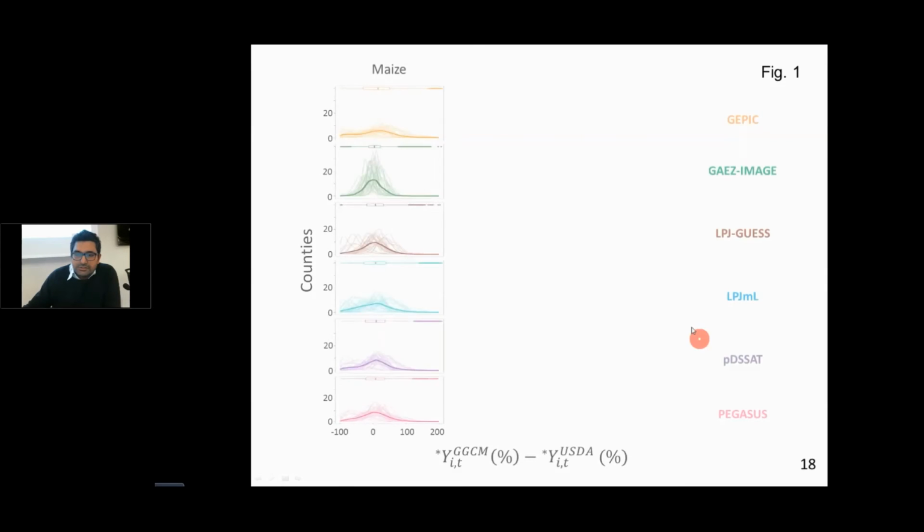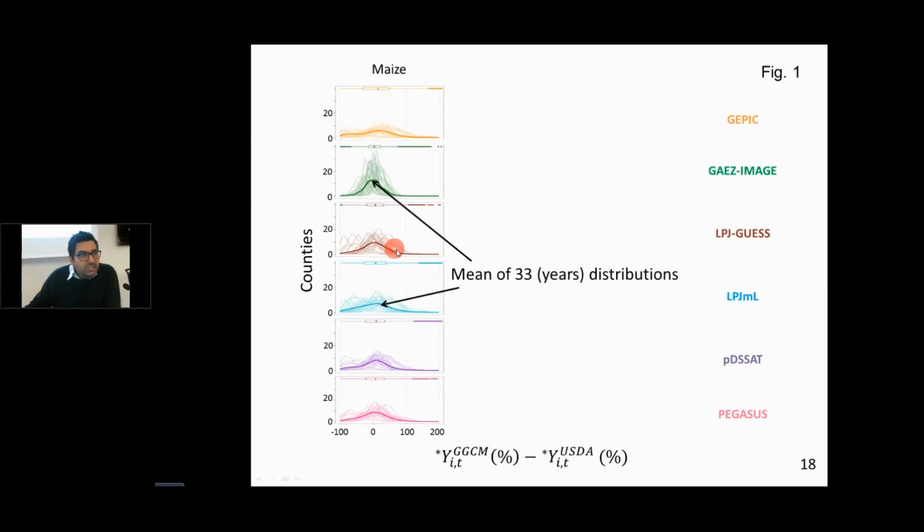This is the first figure, which is basically showing you on the x-axis the difference in the yield anomalies between the crop model and the observed. The y-axis is showing the counties, so the number of counties. Each light line over here represents an individual year, so the 33 years, and the distribution of the counties. The thick solid line is basically the mean of these 33 years. So we should be focusing on the thick solid line for interpretation. The 6 crop models are shown over here, color coded.